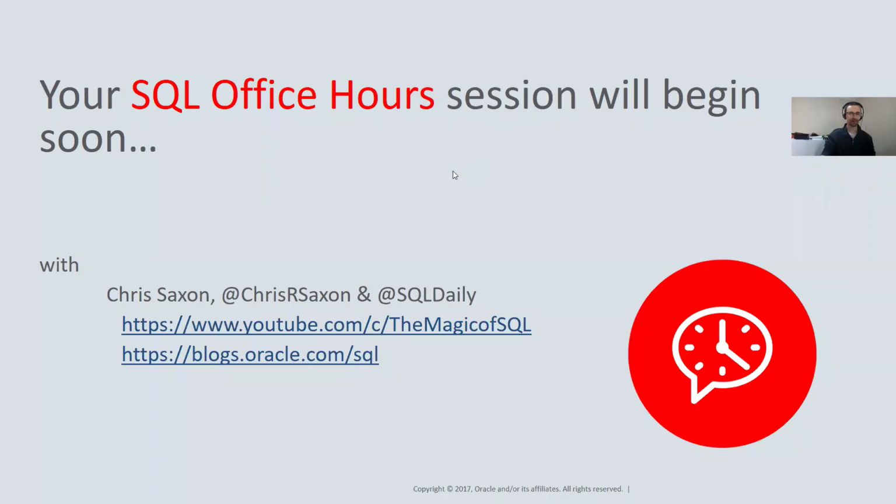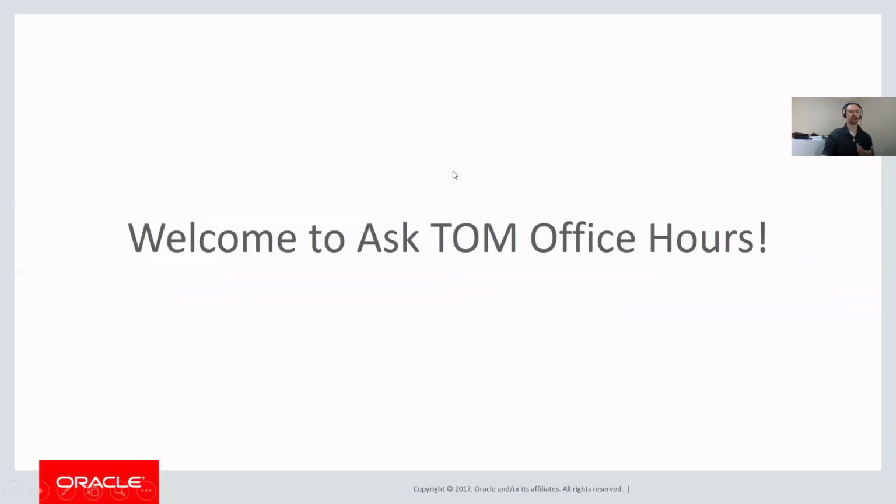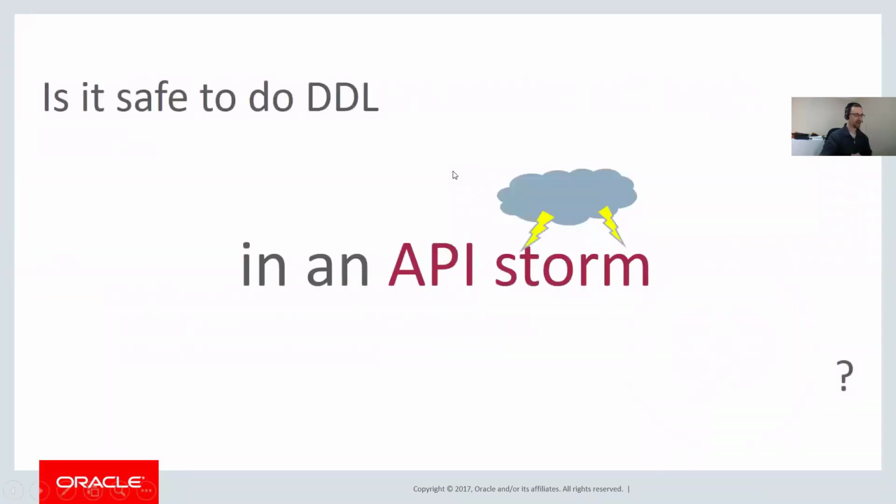Alrighty then. Someone had a question come in saying they've got a global 24/7 application that's used constantly, and from time to time they get these kind of API storms, and they're wondering if it's safe to do DDL, schema changes, during these storms. There's a lot to unpick here in the question. First, we'll think about what an API storm really means, and this is going to be very application specific.